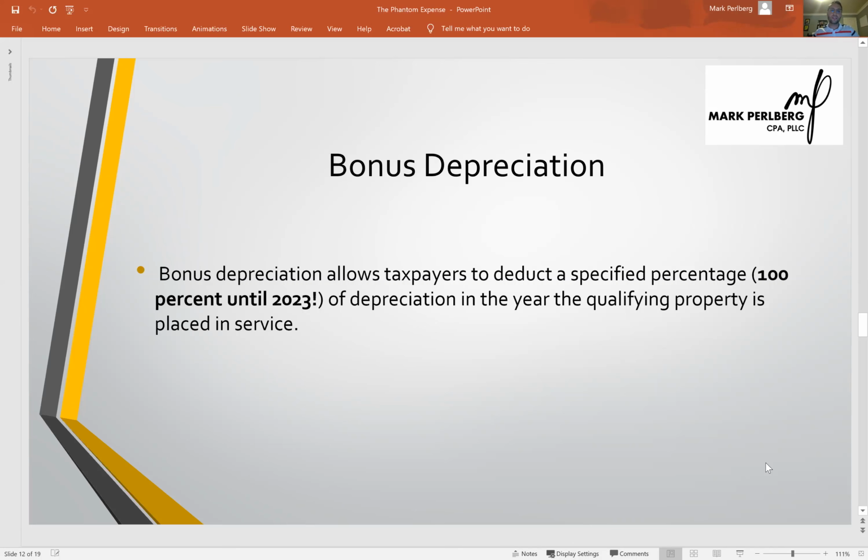Bonus depreciation. This is where the cost segregation study gets really powerful, but you need a knowledgeable CPA who really knows to take care of this before you miss the opportunity. Bonus depreciation will allow the taxpayers to deduct a specific percentage, 100% as of right now, of depreciation of these components that are going to depreciate in 20 years or less.